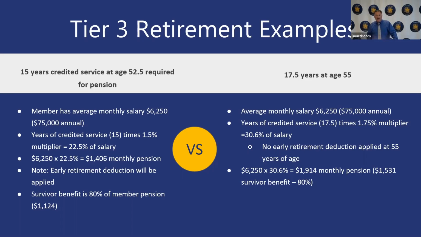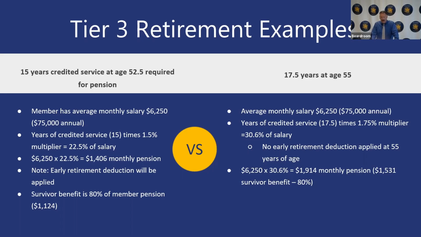On the other side of the coin, if the member were to work 2.5 more years, age 55 with 17.5 years of credited service, we see that multiplier changing. It went from 1.5 to 1.75%. So now with that 2.5 years of service additional, they're looking at about 30.625% of that same high five. In that scenario, no reduction is applied because, again, full retirement age 55, that monthly benefit is about $1,914 a month, $500 a month more.